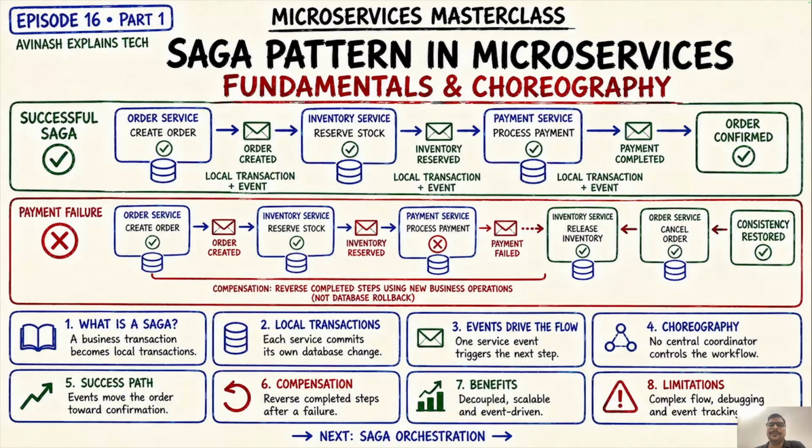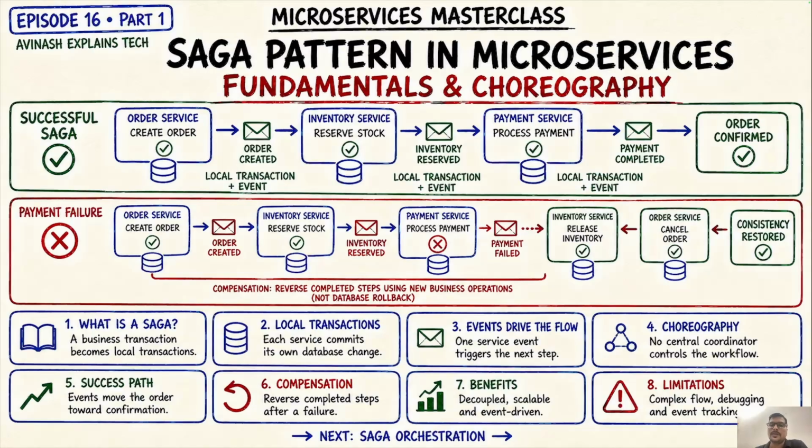Saga Choreography. The word choreography comes from dance. In a coordinated dance, every participant knows when to perform its step by observing what happened before it. There may be no central person issuing every instruction. Saga choreography works similarly. Every service reacts to events produced by other services. The flow looks like order created, inventory reserved, payment completed, order confirmed.